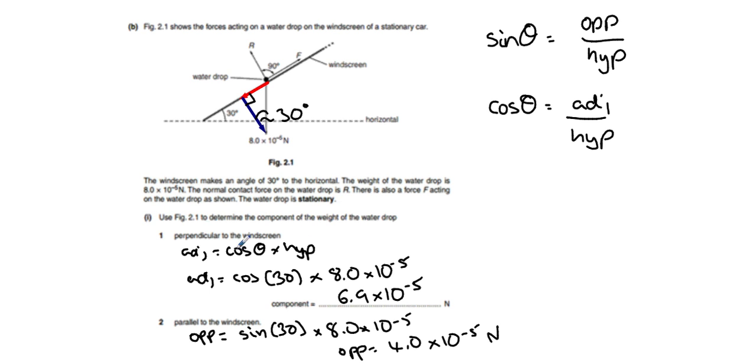Okay, so we've done it now. We've worked out the perpendicular component to the windscreen. That's this blue one, 6.9 times 10 to the minus 5. And now we've worked out the one that's parallel, which is 4 times 10 to the minus 5. Just be very careful, whenever you break a vector into its components, always make sure that the resultant vector, the overall vector, is your hypotenuse.